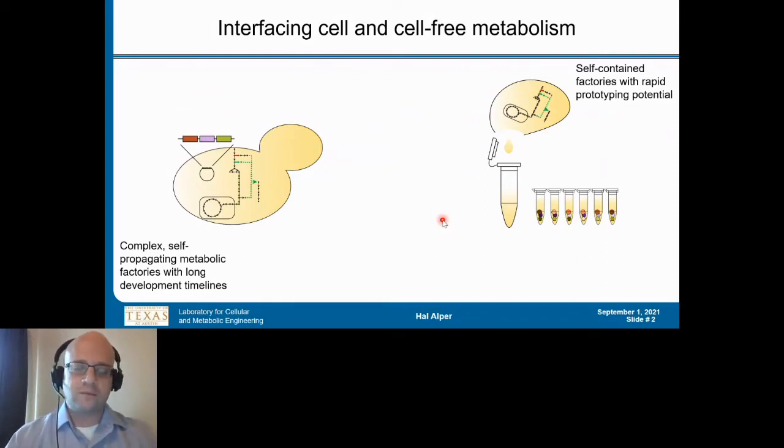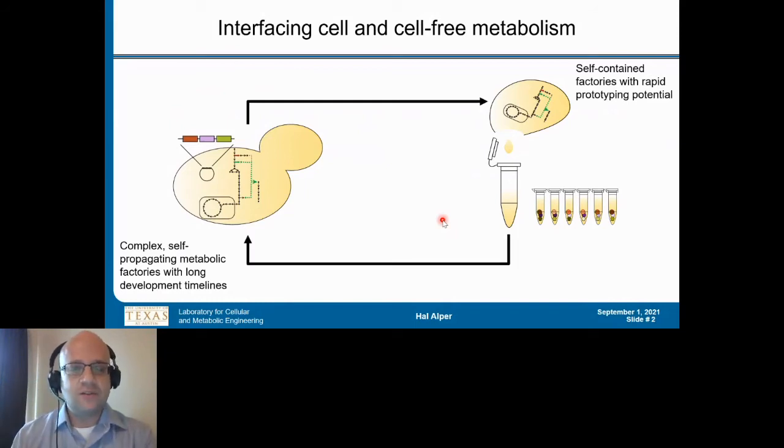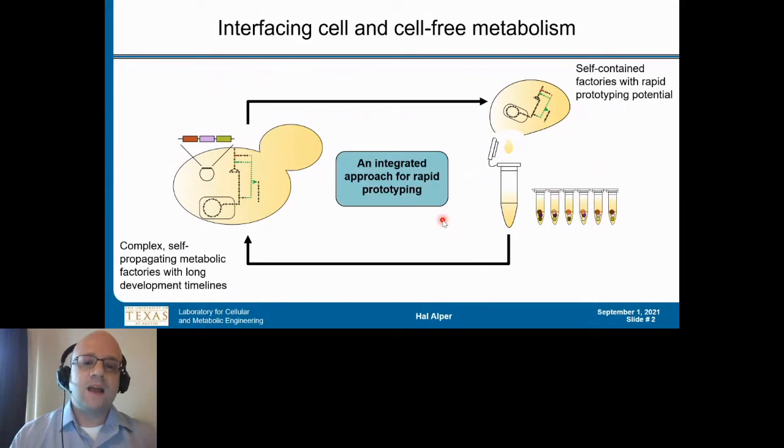However, how do we parse between these two avenues? How do we go from a cell into a cell-free system? How can we engineer that cell to make a better cell-free system? And in turn, how do we take the information from that cell-free system and go back and redesign and improve the in vivo cellular system? This is the integrated approach for rapid prototyping that we've been working on developing over the past couple of years. So I'm going to start off with two distinct stories.